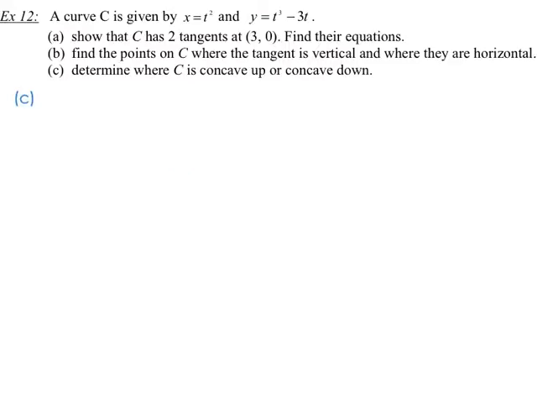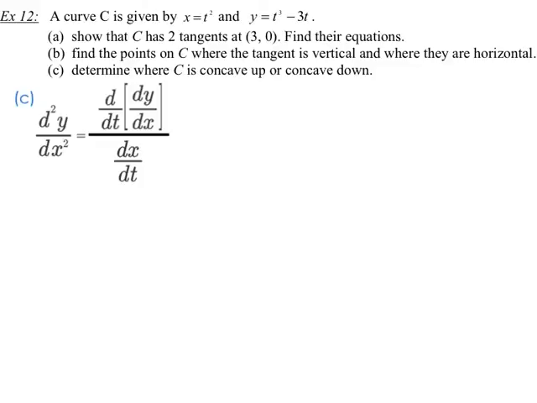Part C asks me where the curve is concave up and where it is concave down. Okay, and concavity always requires me to use information from the second derivative. So I'm going to need to find the second derivative. And in the first video, we established that we find the second derivative by taking the derivative of the first derivative and dividing by dx/dt. Okay, so the derivative of the first derivative divided by dx/dt.